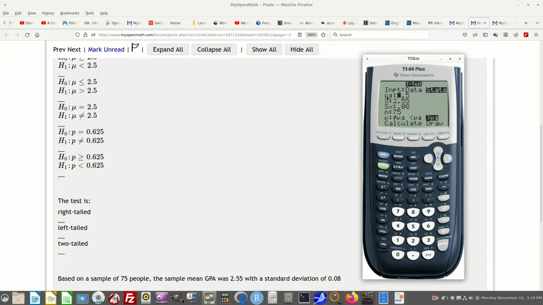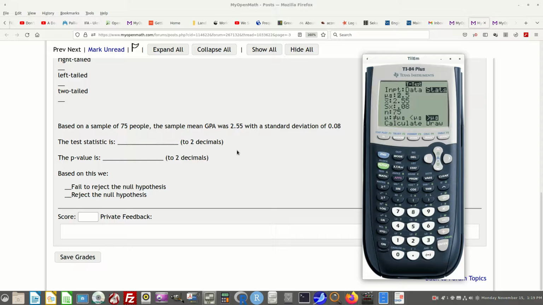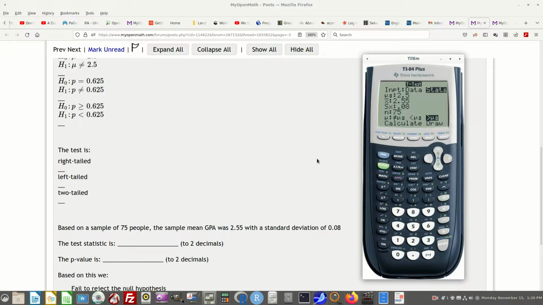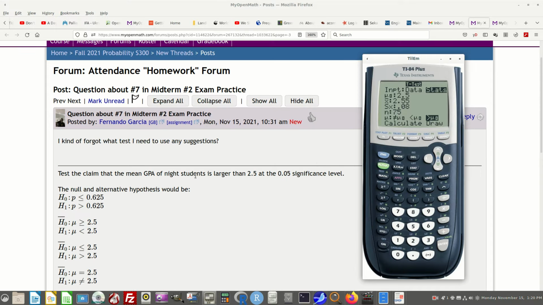The mean that we're testing is 2.5, so 2.5, exactly right. And then we are told that the sample has a mean of 2.55 and a standard deviation of 0.08, and that the sample was taken of 75 people. Remember, we're interested in testing that alternative hypothesis where the GPA of night students is greater than 2.5. So we want that to be greater than the 2.5. And then we're going to calculate.